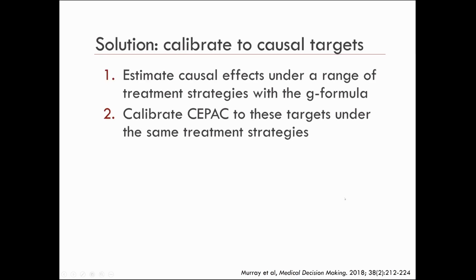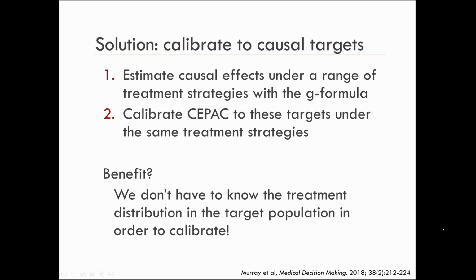So a solution, instead of actually getting better estimates directly for those parameters, is that we can calibrate the model. Calibration of models is a pretty standard tool for simulation models. But when we're using them for causal inference, we want to remember that our goal is to calibrate the model to a causal target so that we know that we are able to actually get the causal inference that we want from our model. It's not that helpful to calibrate just to some observation in the world, because that won't necessarily tell us if our causal effect is valid. So we're going to use those range of treatment strategy estimates that we previously obtained with the G formula, and we're going to use them as targets for calibrating the CPAC model. And the benefit here is that because we're saying this is what happens under a universal treatment strategy or a less than 350 treatment strategy, we don't have to know what the treatment distribution is in the target population in order to calibrate our model.